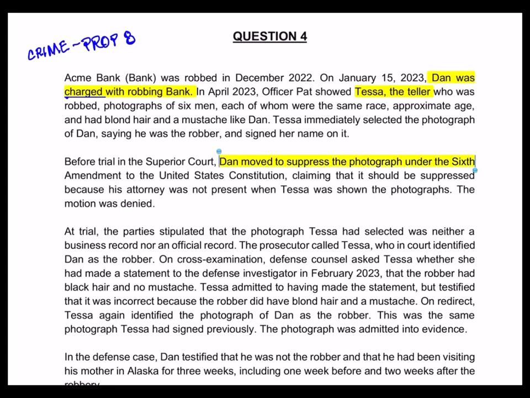Before trial, in the Superior Court, Dan moved to suppress the photograph under the 6th Amendment to the United States Constitution, claiming that it should be suppressed because his attorney was not present when Tessa was shown the photographs. The motion was denied. That goes to call 1. Call 1 says, did the court properly deny Dan's motion to suppress the photograph? Sixth Amendment, that has issues involving right to counsel and involving pretrial identification, and I think both of them are raised here. So let's go take a look at the law.